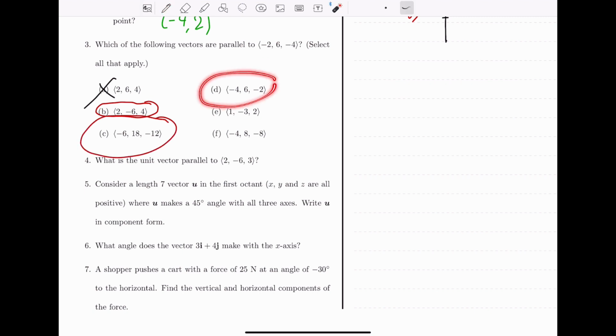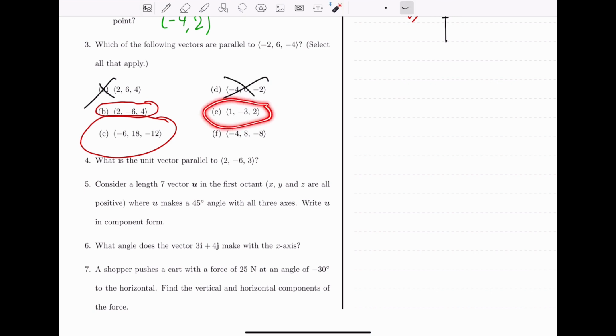How about letter D? Notice that we've really just rearranged the order of the components. Instead of having negative 2, 6, negative 4, we have negative 4, 6, negative 2. Does rearranging the order give us a parallel vector? Well, let's check it out. I need to have a scalar that I can multiply the original vector by to get to this new one. To go from negative 2 to negative 4, I'd have to multiply by 2. But if I multiply 6 by 2, I don't get 6, I get 12. This vector does not work. So letter D is not parallel to the original vector.